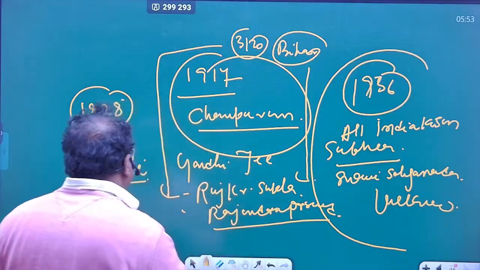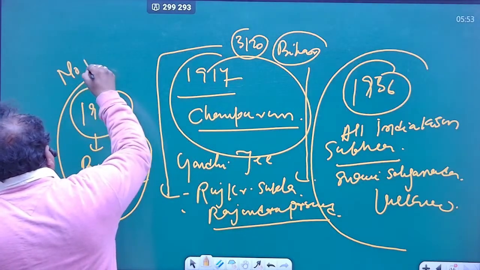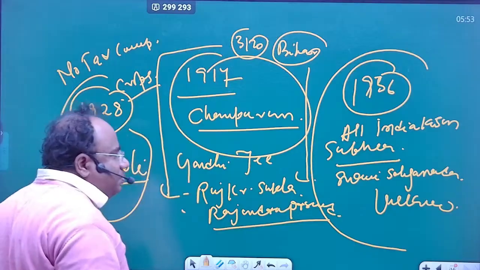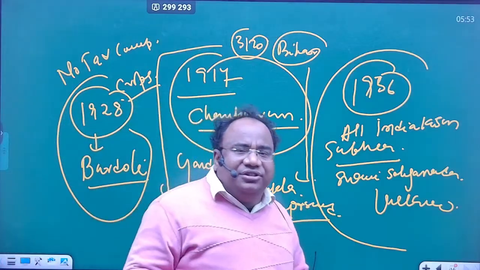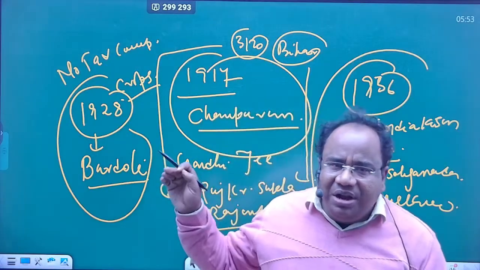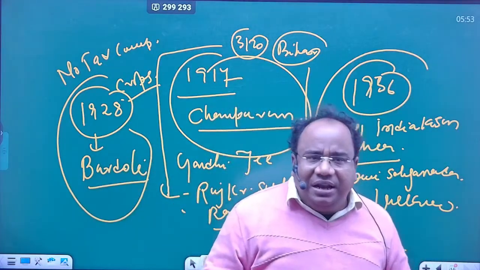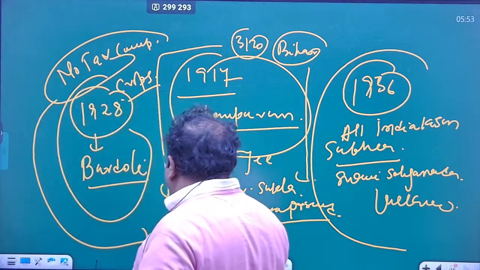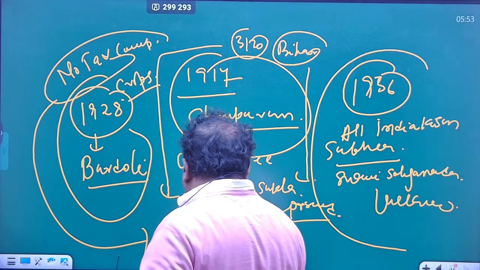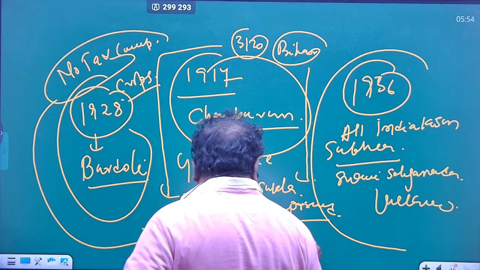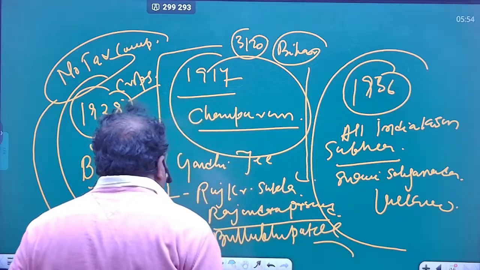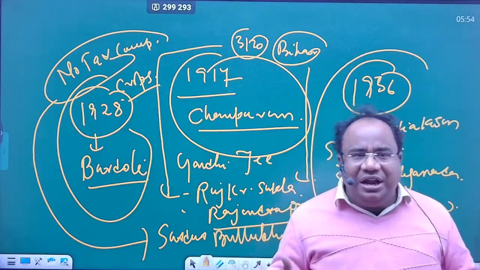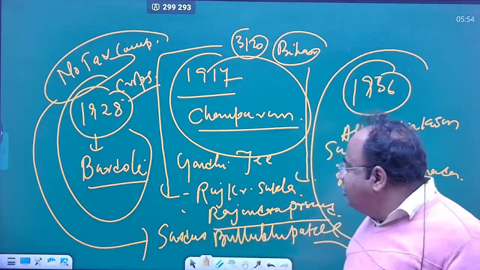Similarly, coming to Bardoli, here a no-tax campaign was started. Despite crop failures, Britishers put heavy taxation on the peasants. This movement was led by Sardar Vallabhbhai Patel, and later Gandhi also gave moral support. Gandhiji also fought strongly in others like the Kheda movement; in Bardoli Gandhiji supported it.